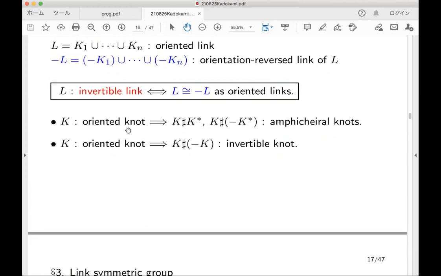For an oriented knot K, the connected sum of K and K star, and the connected sum of K and minus K star, are amphicheiral knots. This is a plus amphicheiral knot. This is a minus amphicheiral knot. And for K, the connected sum of K and minus K is an invertible knot.